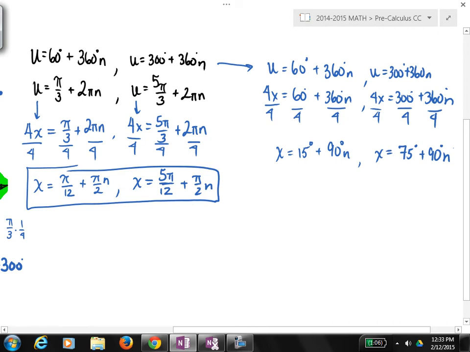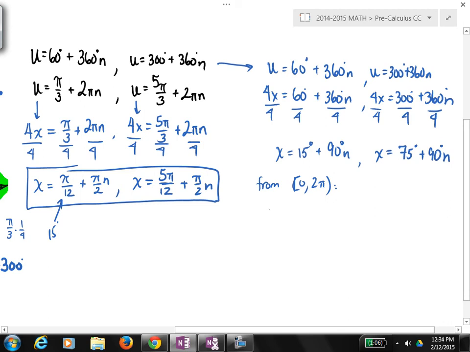Now, why am I doing this if I already had the answers in radians? You could have also converted the radian one to degrees. For example, this pi over 12 gives me the 15 degrees if I convert it. So I end up with the same thing. But the reason I give this is, let's say, like I mentioned, I only want the answers from 0, we'll include the 0, to 2 pi.